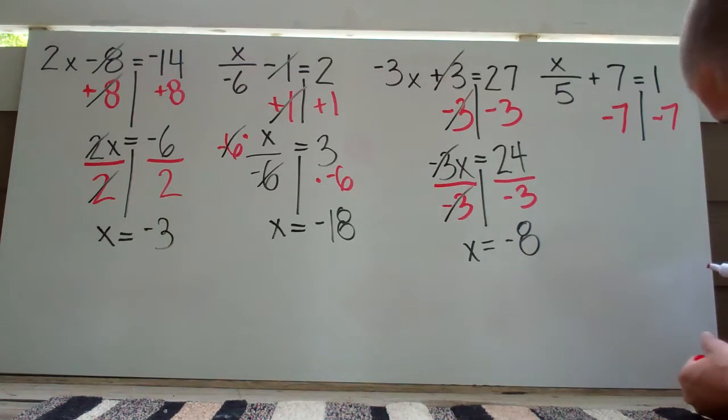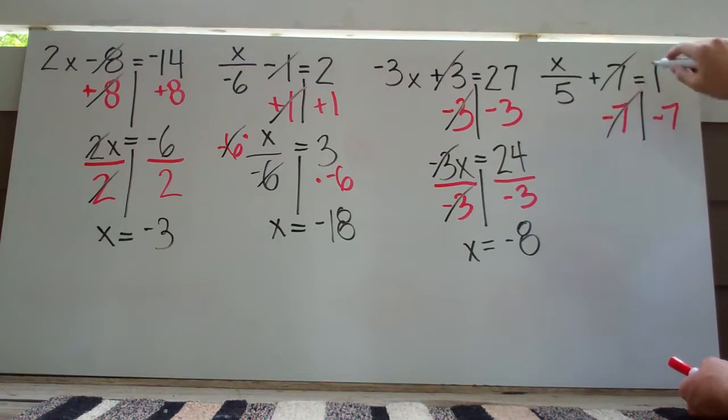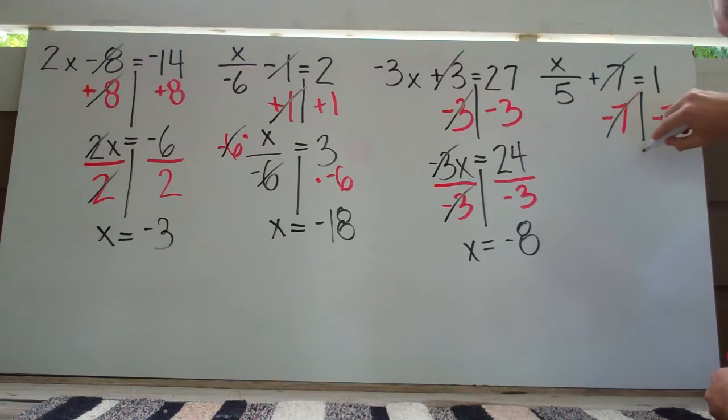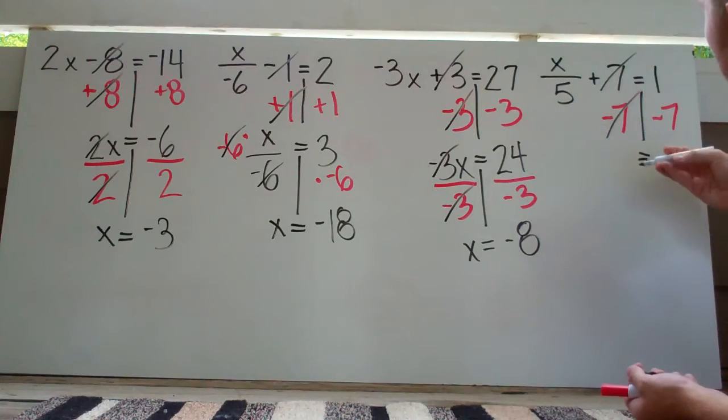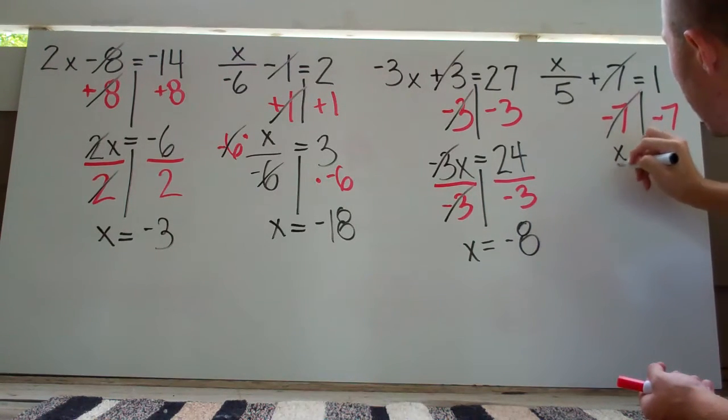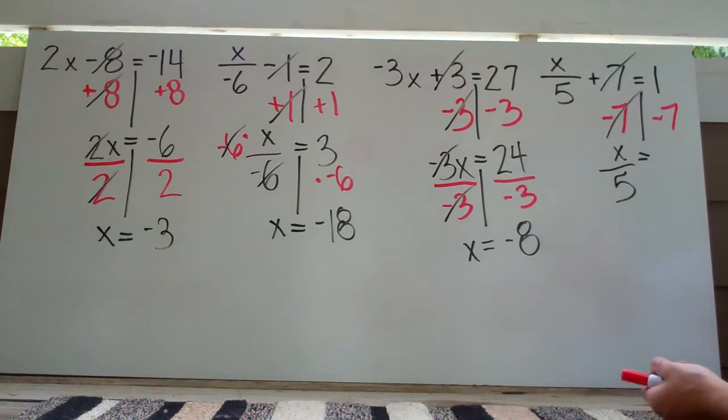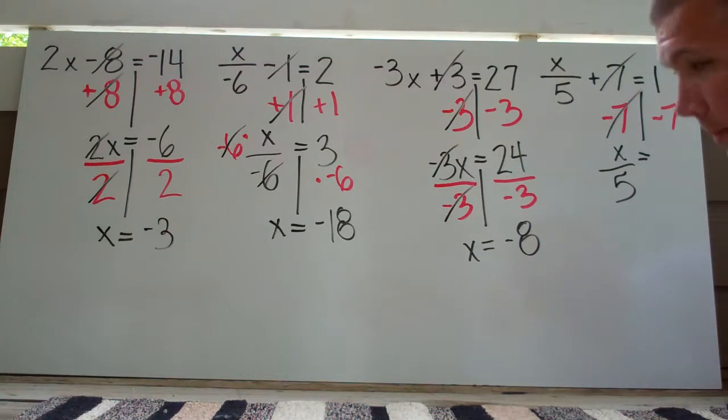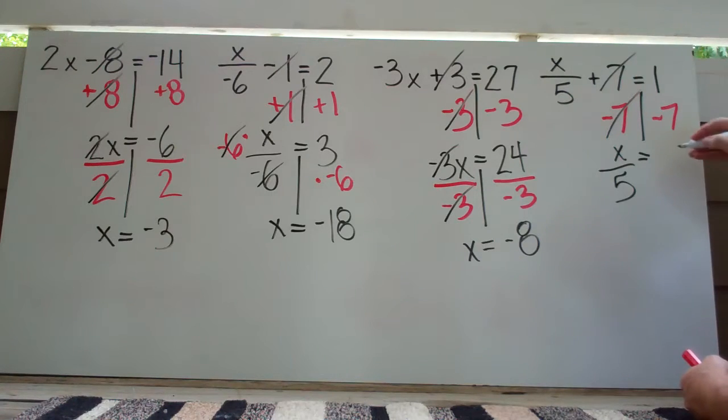I keep putting these markers in the wrong caps. So we got plus 7, minus 7. Gone. So all I'm left with over here is going to be x over 5, or x divided by 5. And then right here I've got 1 minus 7. That's going to give me negative 6.